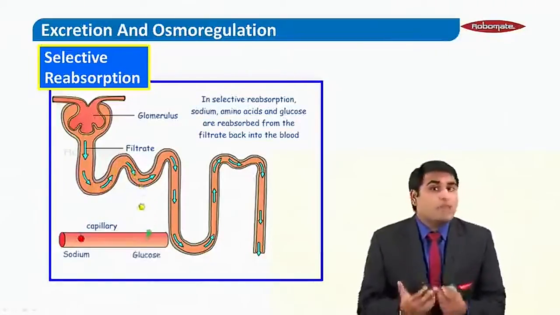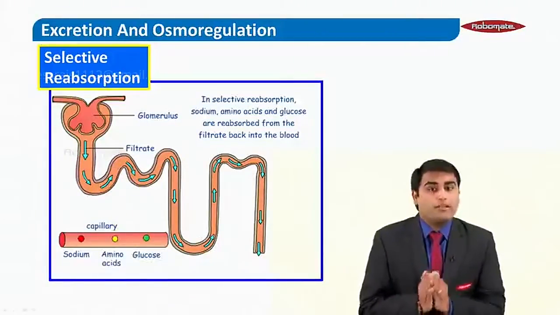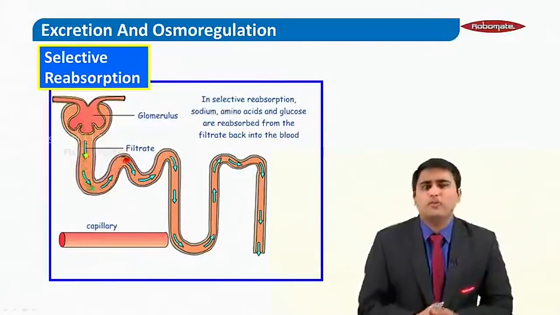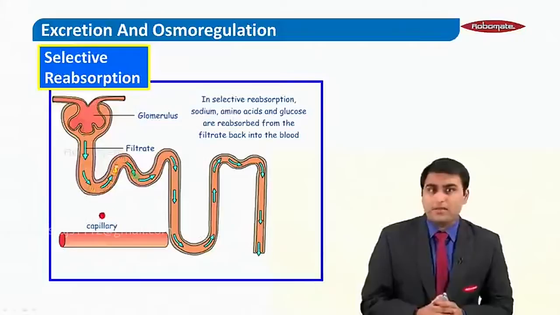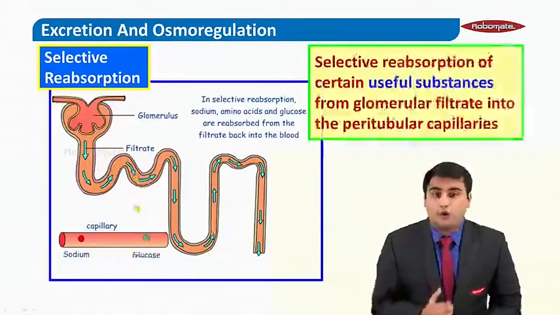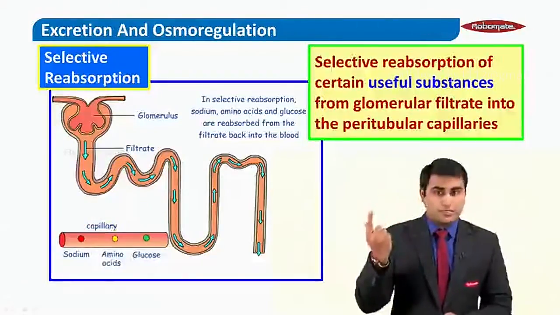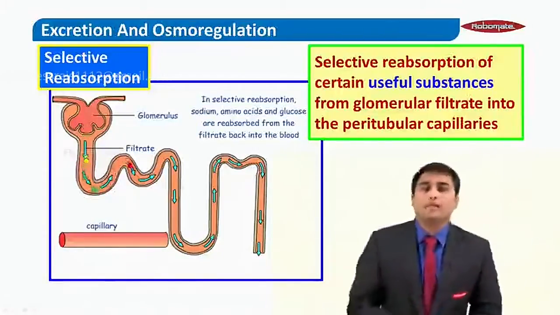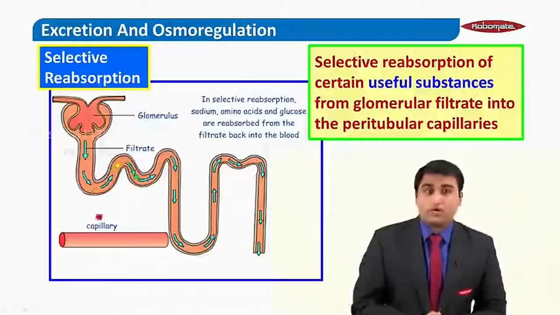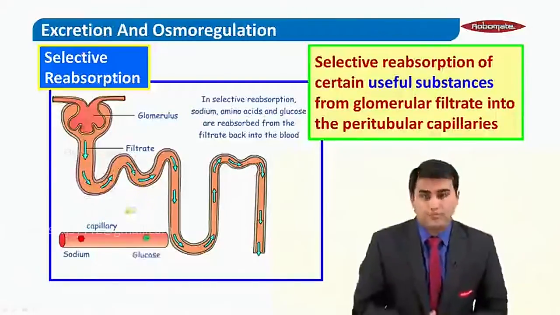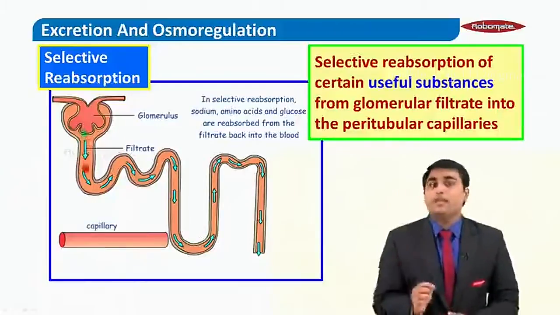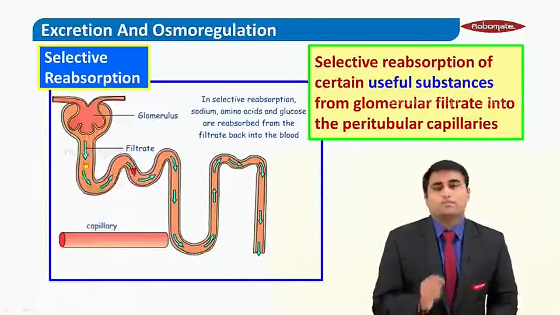Now we can't afford to lose the important useful substances to get excreted out inside the urine. So what happens here? There is a reabsorption of useful substances from the glomerular filtrate back into the peritubular capillaries. Now this is called as selective reabsorption because we are selectively absorbing only important useful substances.